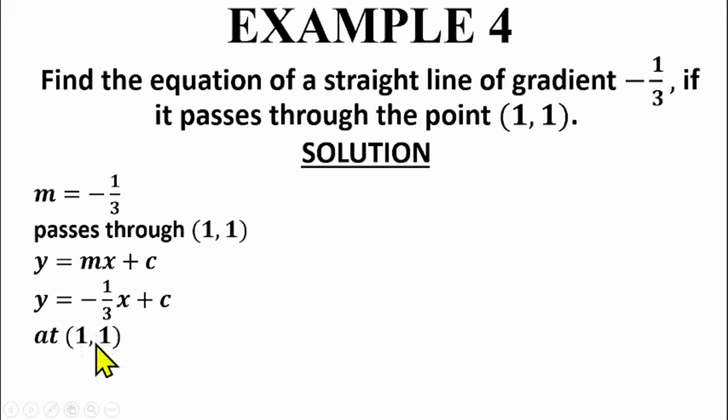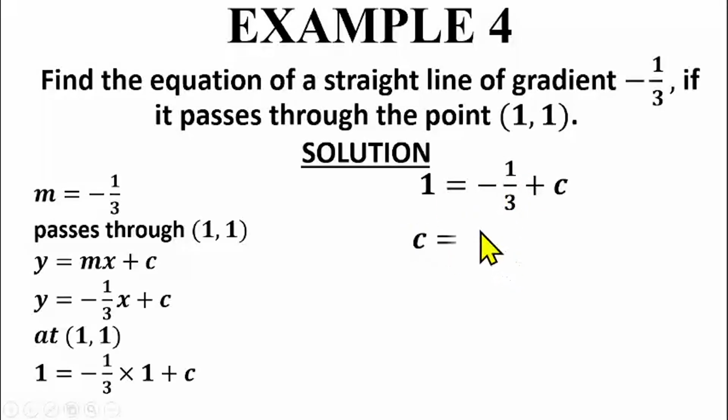At this point, x is 1 and y is 1 also. So if you put that into this equation, you'll be having 1, which is our y, is equals to minus 1 over 3 times x, which is 1 also, times 1 plus c. If you simplify this, that should give us 1 is equals to minus 1 over 3 plus c. Take minus 1 over 3 to this side. You'll be having c is equals to 1 plus 1 over 3.